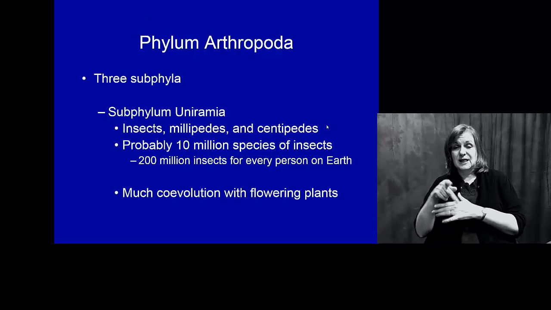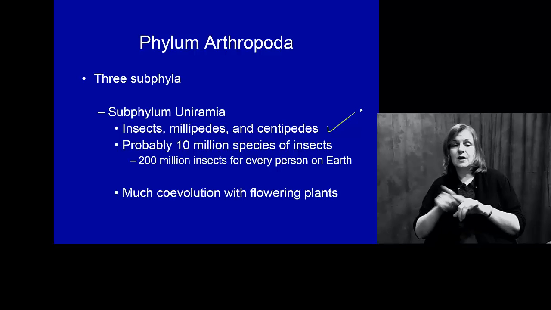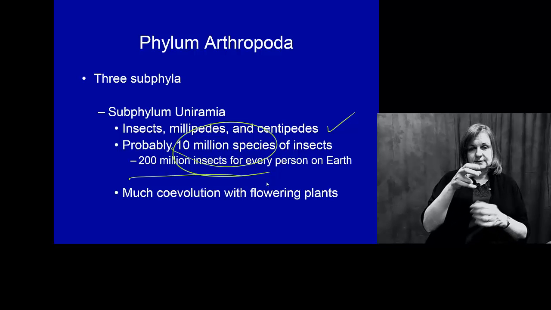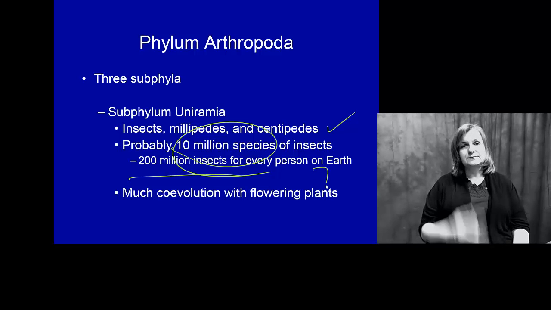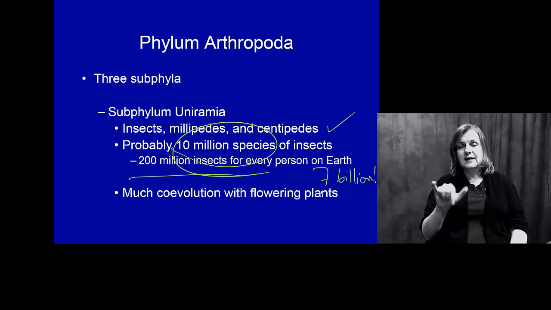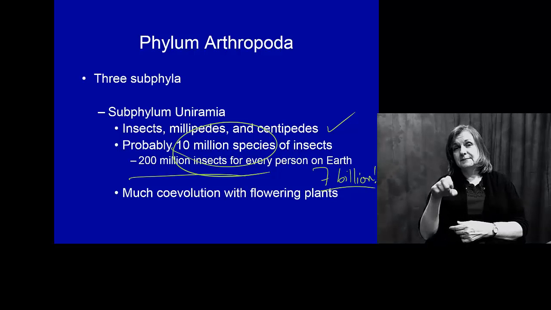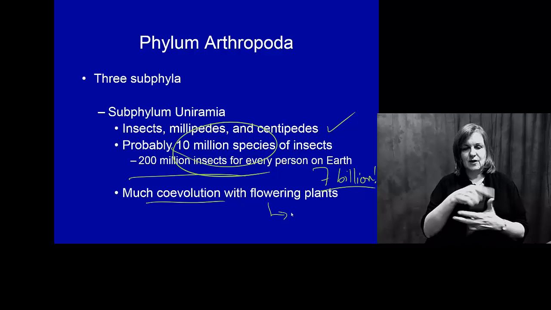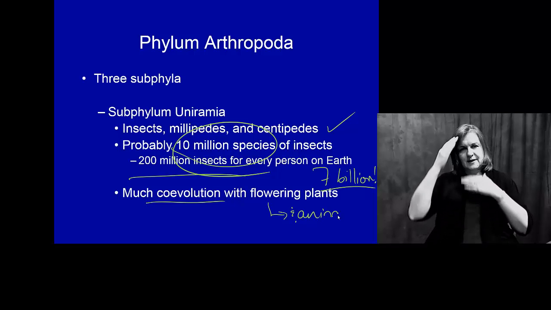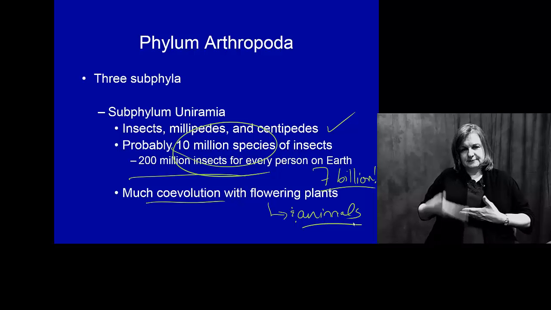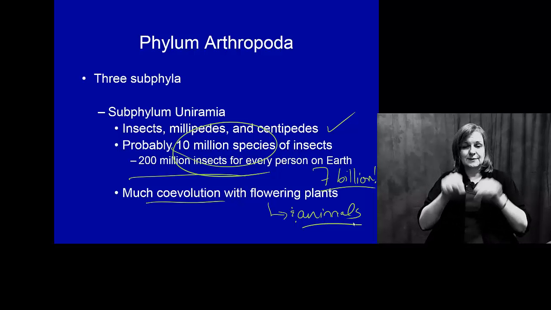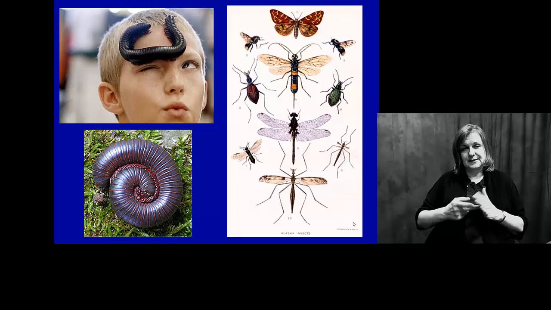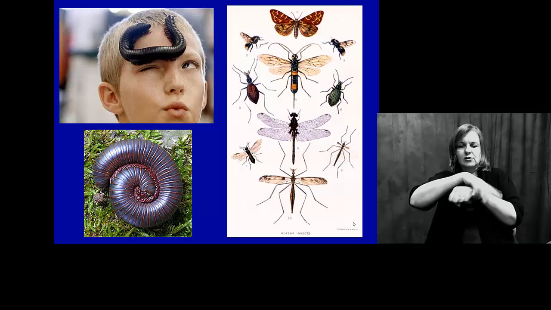So with Uniramia, insects, bugs, millipedes, centipedes, look at this. 10 million species of bugs on this planet. There are 200 million bugs for every person on the planet. Just think about that. If we're at 7 billion people, do the math on how many bugs are running around. Not to gross you out, but there's also a lot of coevolution. We often talk about flowering plants with animals and coevolution, but we can also look at the interaction very specifically of insects in this interaction.